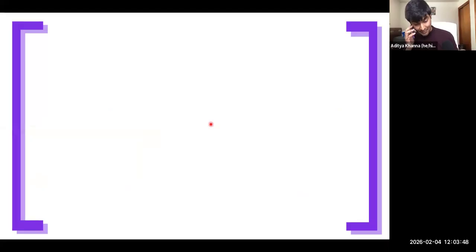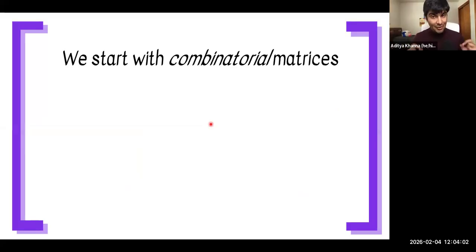Yeah, cool. So I just received information because this is a combinatorics seminar. I need to restrict our attention to combinatorics. So let's start again. We start with combinatorial matrices.